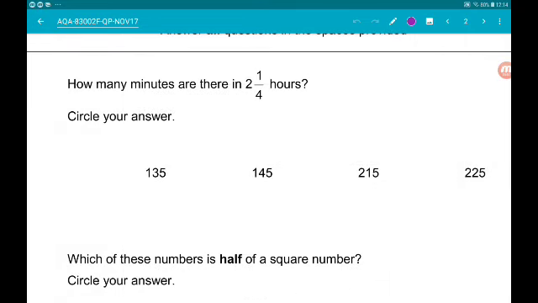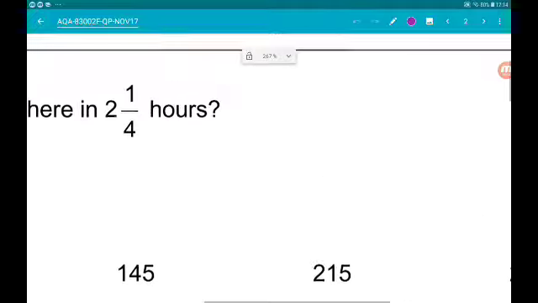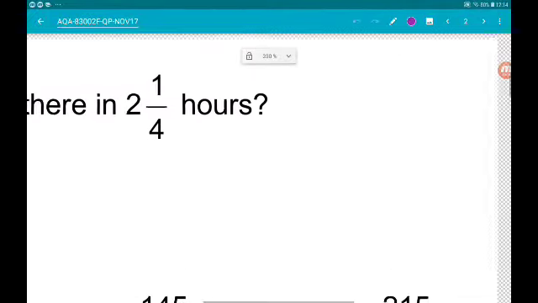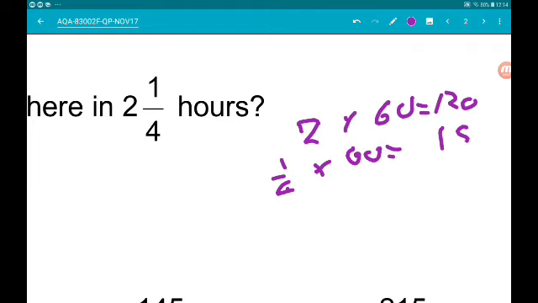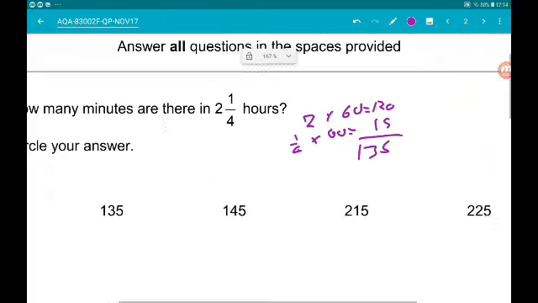Okay, question 1. How many minutes are there in 2 1/4 hours? So be very careful with the time. Hours have 60 minutes in them. So, use your calculator, remember. 2 times 60 is 120. 1/4 times 60 is 15. Add those two together, 135.